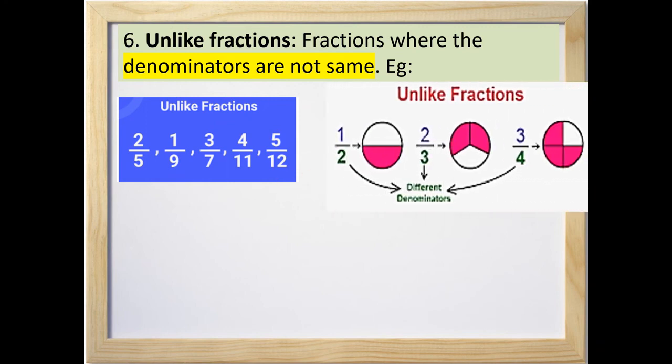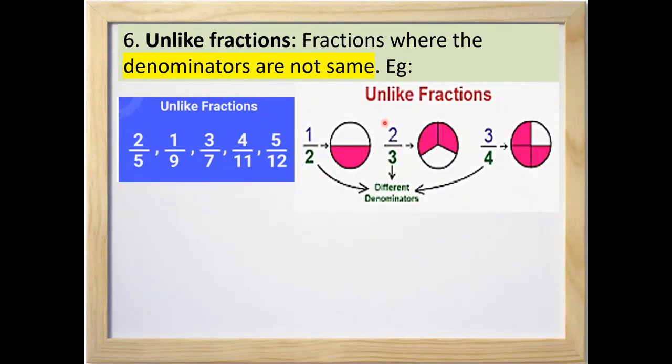Let us take another example. Here you can see unlike fractions. See the diagram here. It is representing half of the figure shaded, so it is shown by the fraction 1 by 2. You can see in the next diagram, the same whole is divided into 3 equal parts. So 2 parts are shaded. So it is given by 2 by 3.